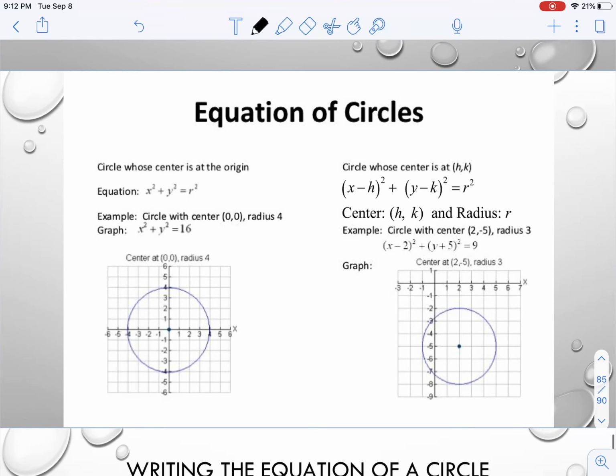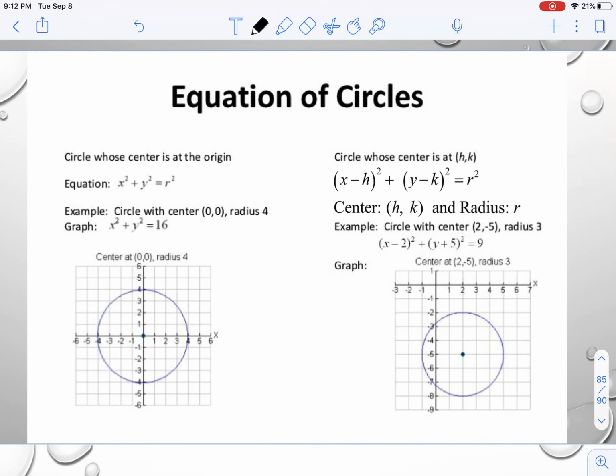A real quick refresher on circles. Our basic circle equation over here on the left, I have x squared plus y squared equals r squared. That's going to give me a circle centered at 0, 0 and with a radius of r. So an example there below is x squared plus y squared equals 16, which I could write as x squared plus y squared equals the quantity 4 squared. Thus, I have a center at 0, 0 and a radius of 4.